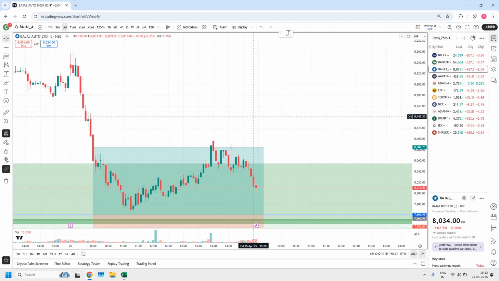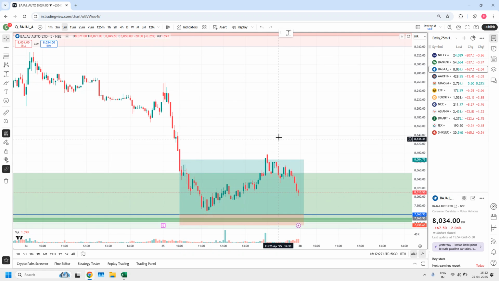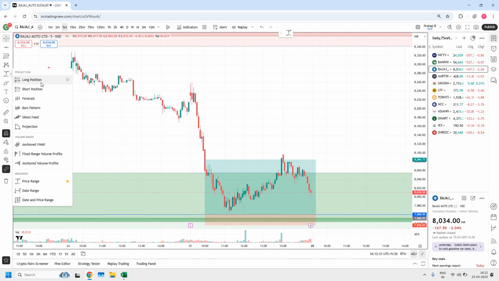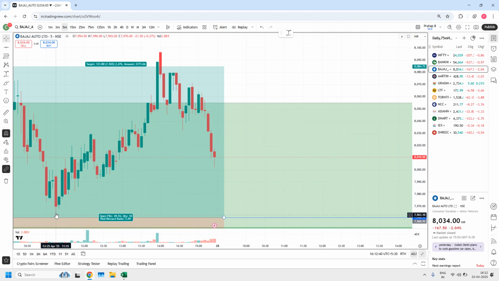See what happened today. Till the entry buffer area, and this is the stop buffer value. So that way we have drawn this long position tool. In TradingView long position, you are aware of this. I have drawn until 1:5 RR. So prices reached, but what happened here? Narrowly we missed the trade.